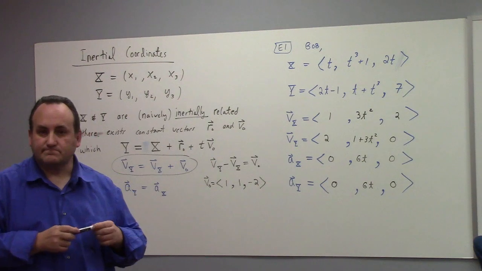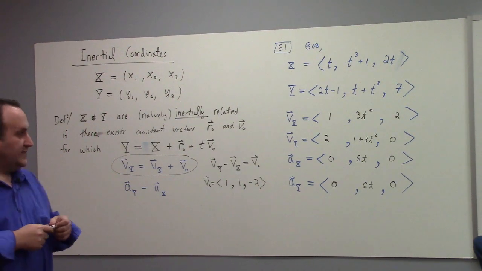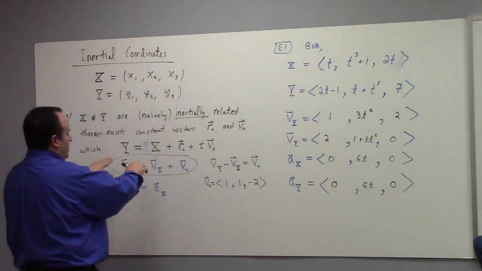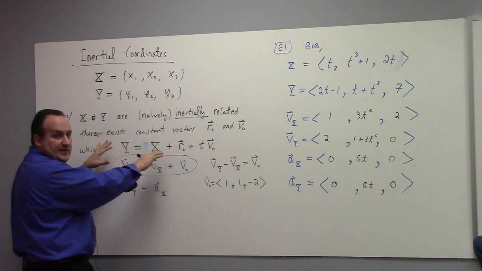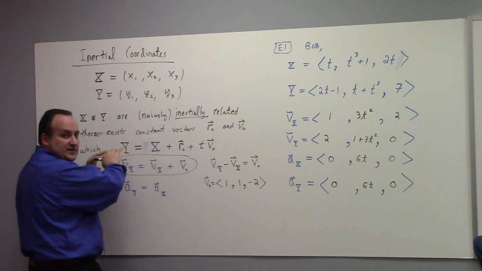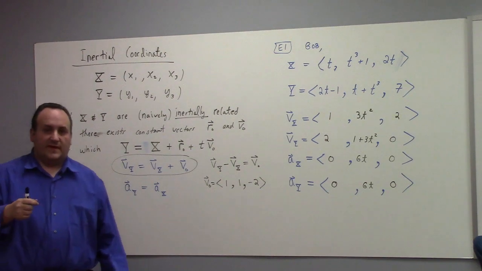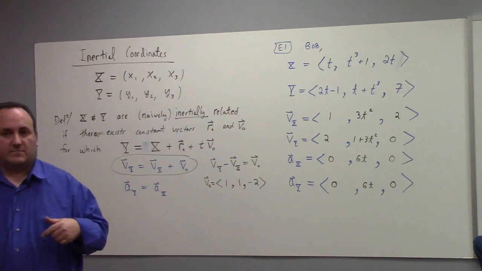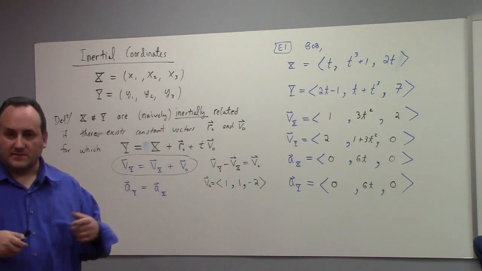Yeah? What does inertially related mean in a physical sense? Like, what's a manifestation? This formula means that the coordinate system x and the coordinate system y, their motion is related by the constant velocity with respect to one another. That formula means that the origin of the x system moves at constant velocity in the y system and vice versa.